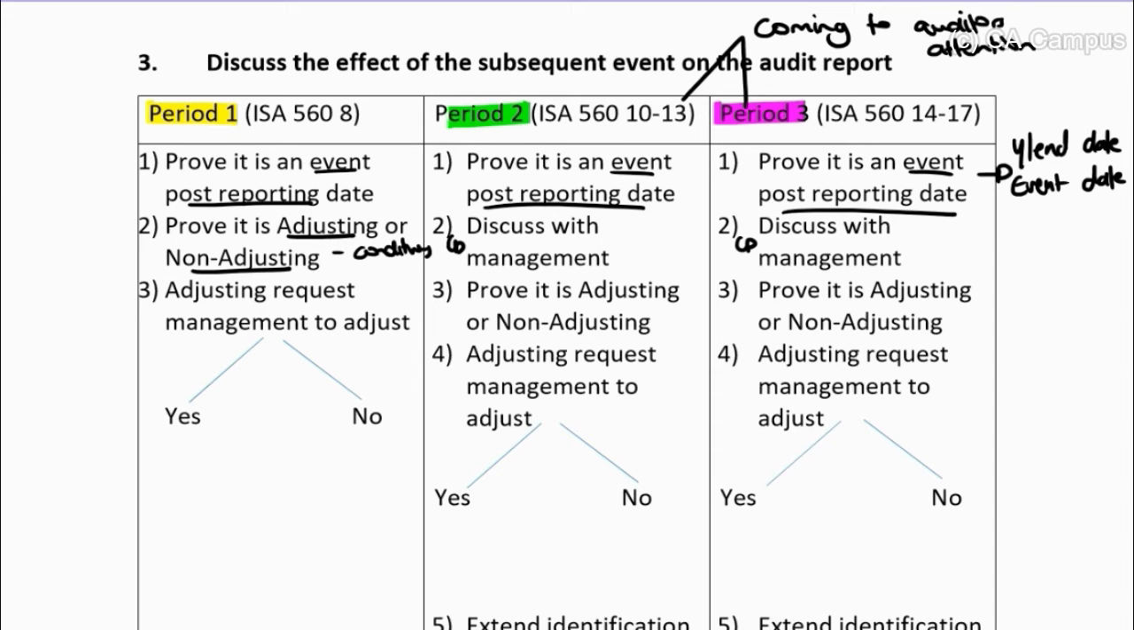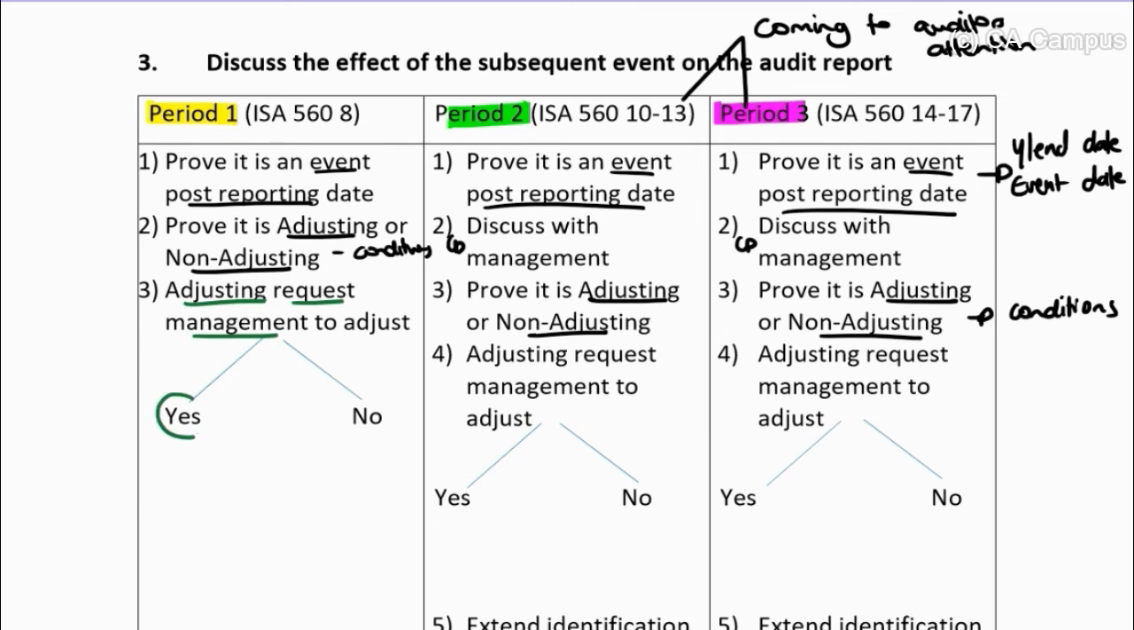Whereas in period 1, I could have identified it myself. So it comes to my attention, I then go and discuss it with management. Then once I'm aware of this and I've had the discussion with management, we go and prove, is it adjusting or non-adjusting? Same situation. Again, we're just looking at the conditions and when they arose. And then once I've done that, if it's adjusting, I must request management to adjust.